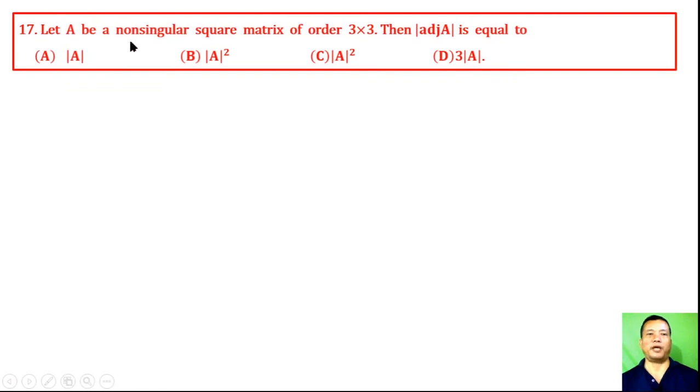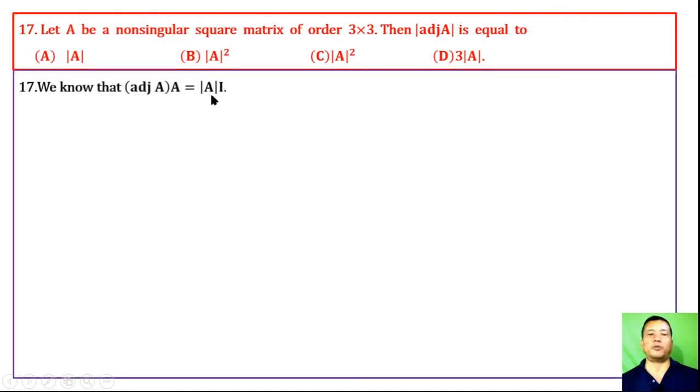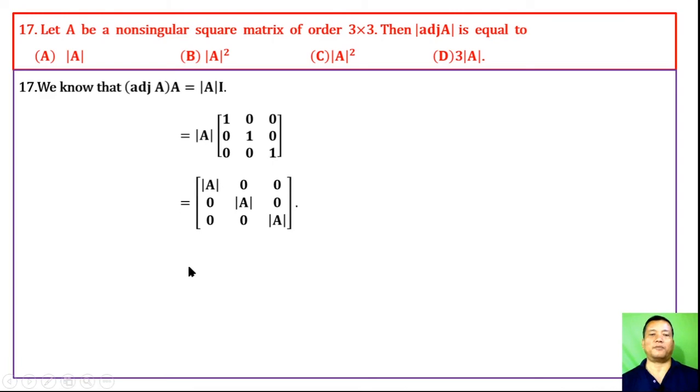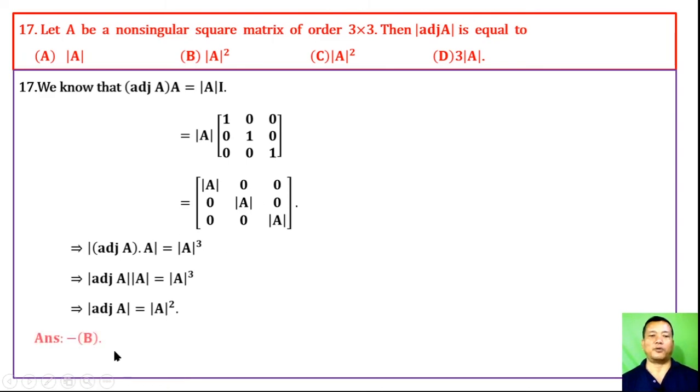Question number 17. Let A be a non-singular square matrix of order 3 by 3. Then determinant of adjoint A is equal to. We know that adjoint A into A is determinant of A into I. Determinant of A into I, this is the determinant of A cube. Taking modulus, taking determinant on both sides, we get determinant of adjoint A into determinant of A, divide, so determinant of adjoint A is determinant of A square. The correct option is B.